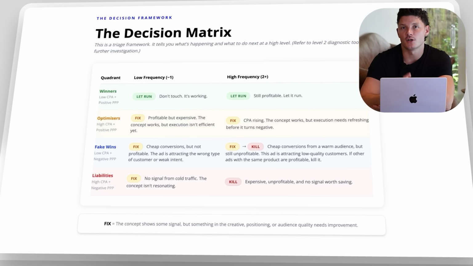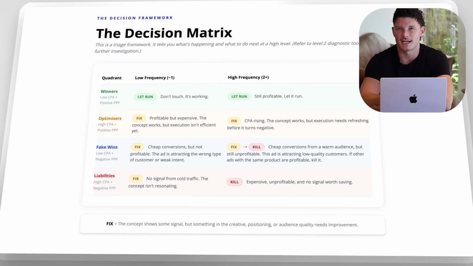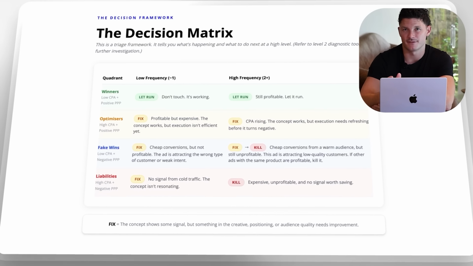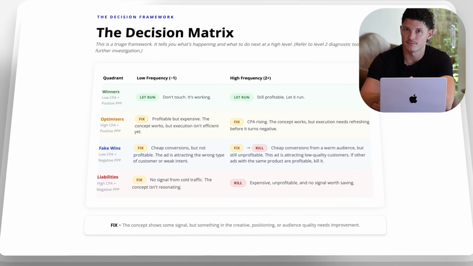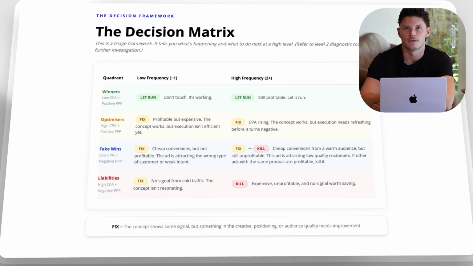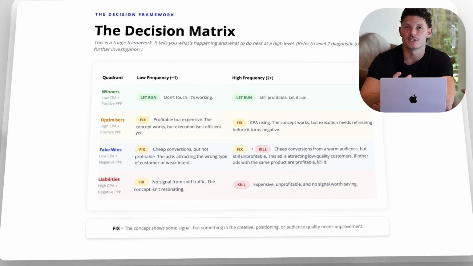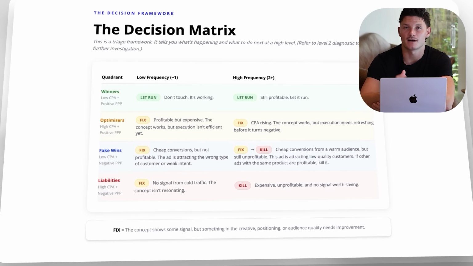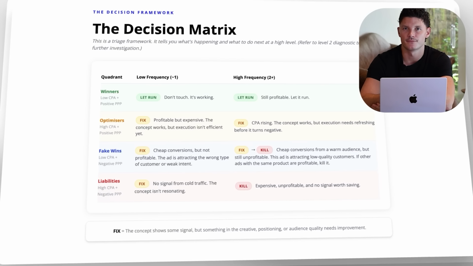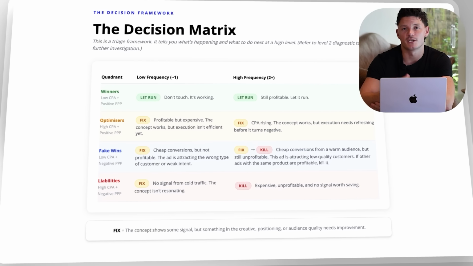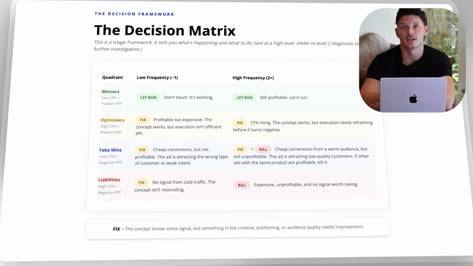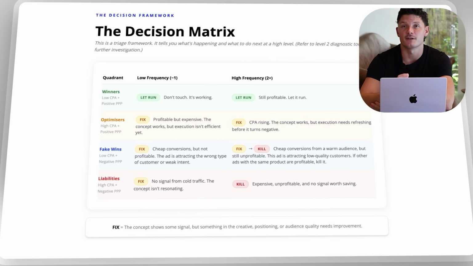Your optimizers with low frequency. This means they're a prospecting ad, but they're expensive. The concept works. The creative just needs improving. So add new variations of that same concept, new hooks, angles, videos, you name it. But keep the concept the same. Load them in and let the algorithm determine the best ones. CPA should come down. Optimizers with high frequency.